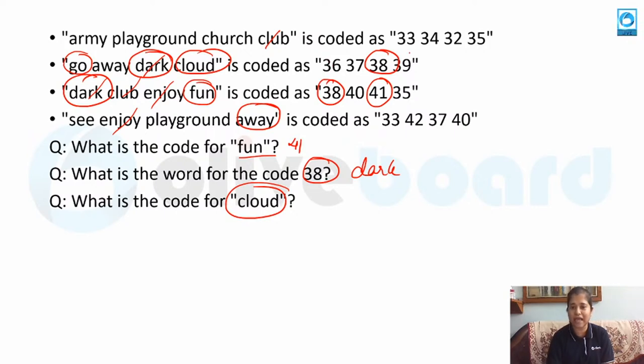So 36, can we see 36 anywhere else? No, 36 is not there, right? 37, yes, that's there, right? So 37 is coming here. 38, it's already there, right? So it has to be a 36 or a 39. So either 36 or 39 will be the right answer for the cloud, right? So yes, I hope this is clear to everyone.